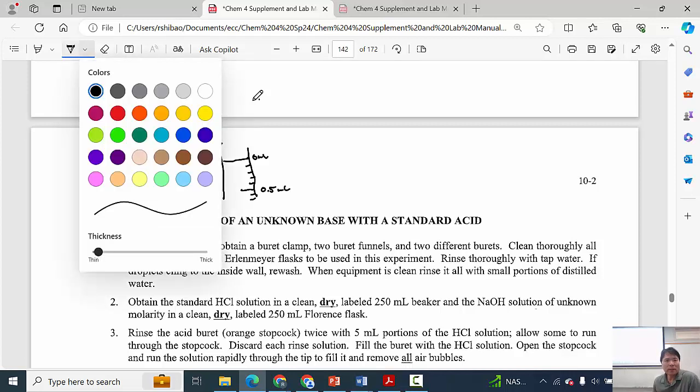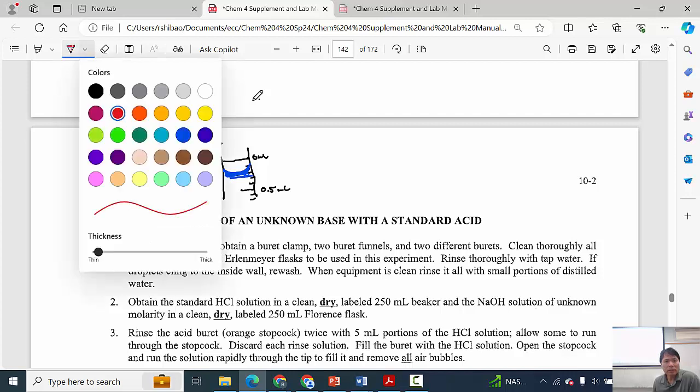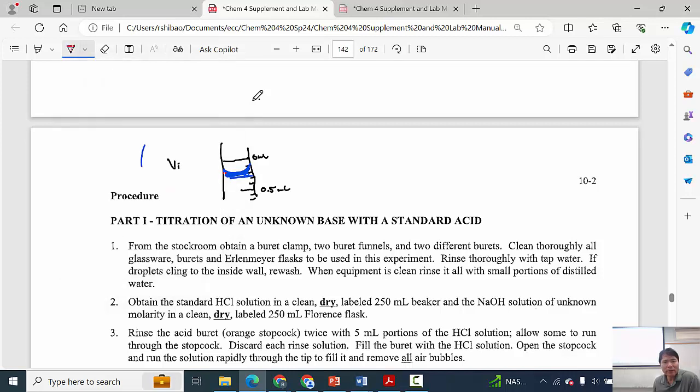So if I'm taking a measurement, let's say the meniscus lies right about here. What we do is the water forms a concave meniscus like this. And what we do is we read right at the bottom of the valley. So what I try to do is I try to get my eye level with the bottom of the meniscus here and then take the measurement here.